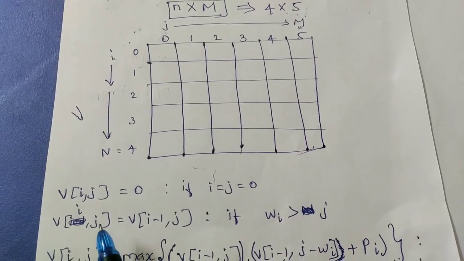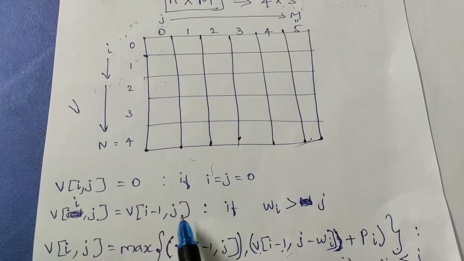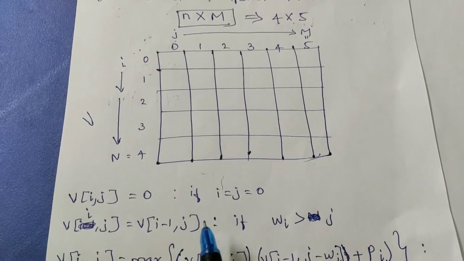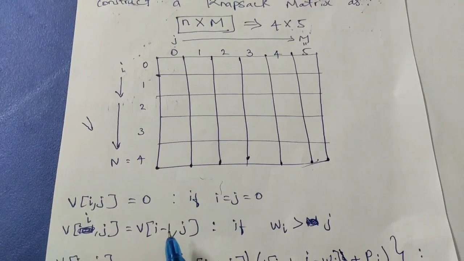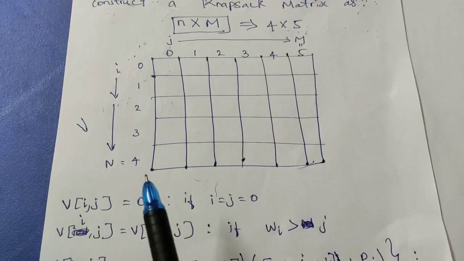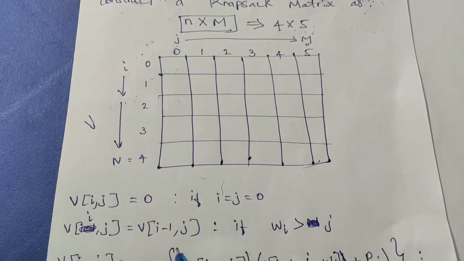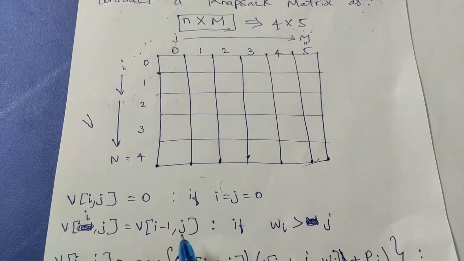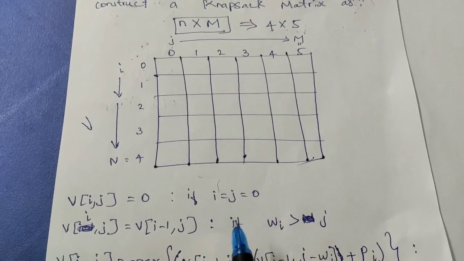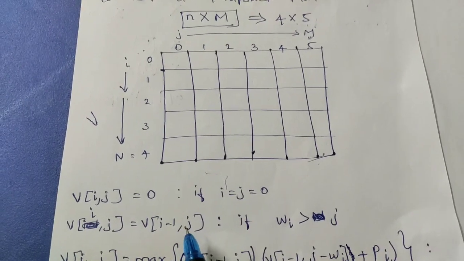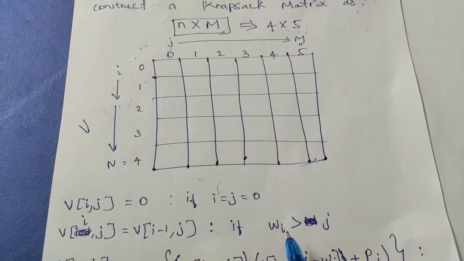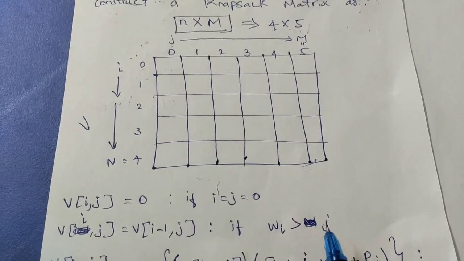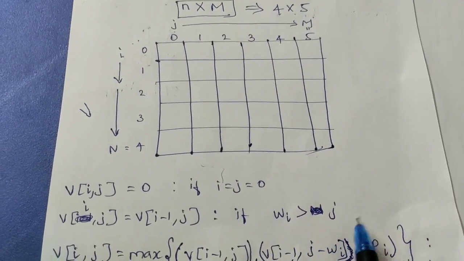It should be filled with this formula, that is V of I minus 1 comma j. I minus 1 is nothing but the previous location value, comma current capacity of the knapsack, that is nothing but the column value. This formula should be used if weight of the item is greater than the current knapsack capacity.